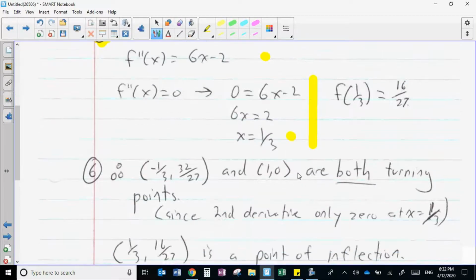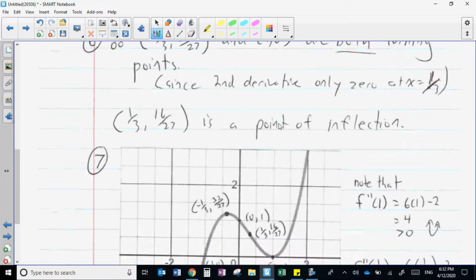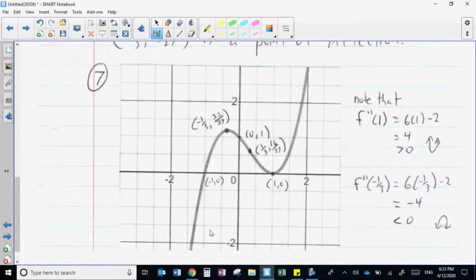So we know they're both turning points, and then we know that this point here, since the first derivative is not equal to 0, it must be a point of inflection. And that is enough information that I can graph. Here's the graph with all the points we found labeled. Of course, there's our intercepts. Okay, and right there, one of them was a turning point. We verified that this is a turning point and this is a point of inflection.